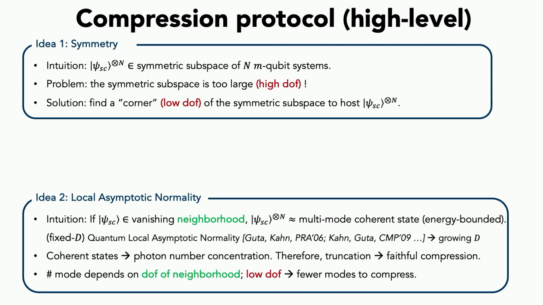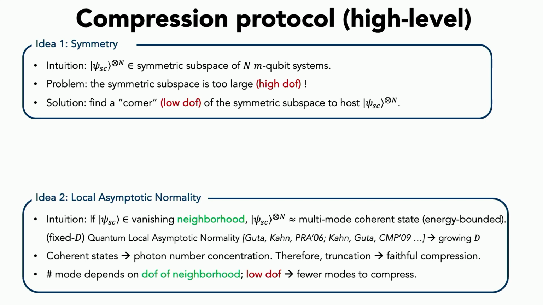Okay? And once you have these coherent states, compression is easy because the coherent state has some uncertainty in the phase and amplitude, but we also have some information about its energy. Then we can just apply a truncation on it. The coherent state's photon number distribution follows a Poisson distribution and therefore has certain concentration phenomena. And if you just truncate on this, you're left with most of the information. So we can compress coherent states via truncation. Also, the number of modes of this multimode coherent state would be proportional to the degrees of freedom of your small neighborhood.